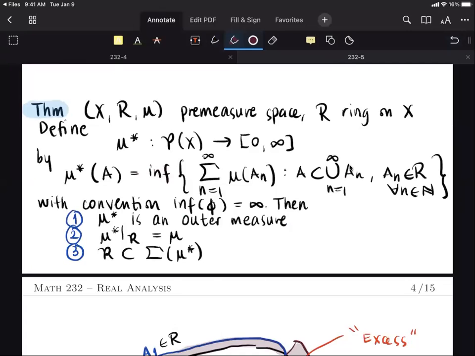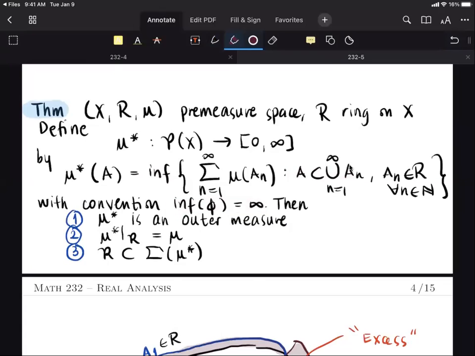So that is the definition of mu star, and we follow the convention that the infimum of the empty set is infinity. This is the case if it is impossible to cover A by a countable collection of elements in the ring. So if no such covering exists, then we define the outer measure of the set to be infinity.